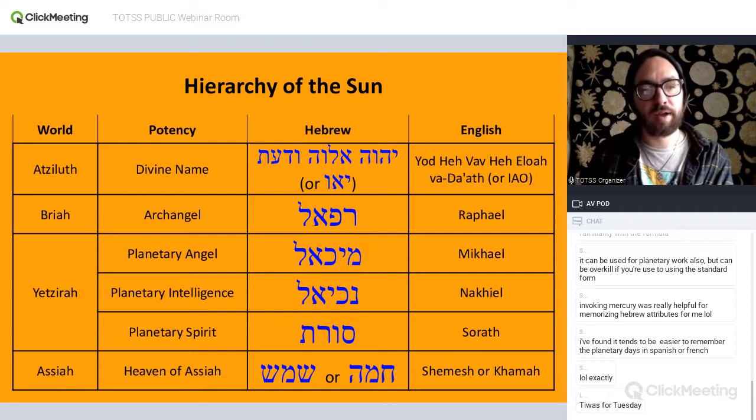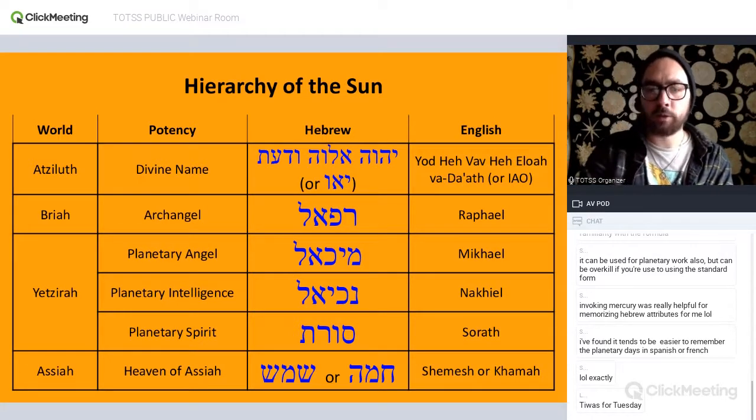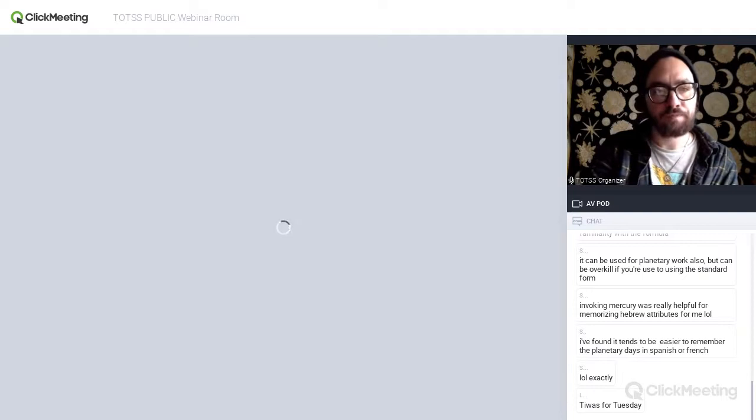Then, Archangel Raphael, planetary angel Michael, planetary intelligence Nakiel, planetary spirit Sorath. And now there's actually 2 different Hebrew words for the sun. We have Shemesh. Shemesh is actually in the Mesopotamian tradition the sun god, but it's also just the common word, or related to the common word, in a lot of Semitic languages for the sun. Or Chama is another name for the sun. So you can use either one. I usually use Shemesh, because I like that idea that it's connected to the Mesopotamian sun gods.